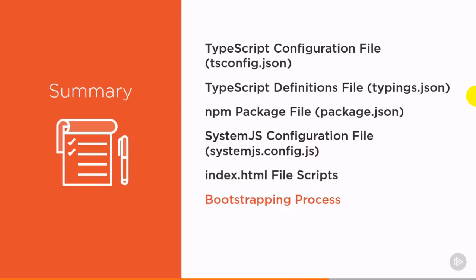Then we revisited the bootstrapping process and talked about the bootstrapping differences when using JIT versus AOT compilation. Lastly, we took a quick look at the Angular CLI. Consider trying it out to generate the boilerplate for your application. Only one module left.